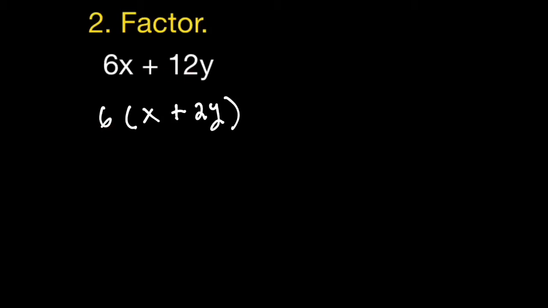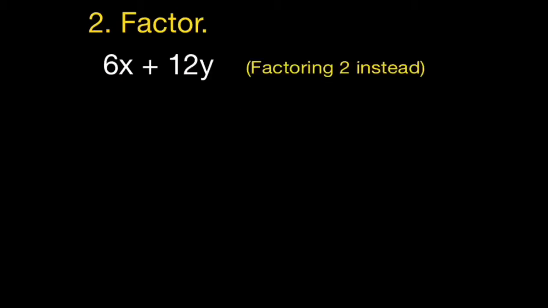Now 6 and 12 do share a factor of 3 and a factor of 2, but I chose 6 because 6 was the biggest one that can divide both. Let's explore what would have happened if instead we had factored out a 2. So here, factoring the 2, we can rewrite the expression as 2 multiplied by 6x divided by 2 gives us a 3x, and then a positive 12y divided by 2 gives us a positive 6y.